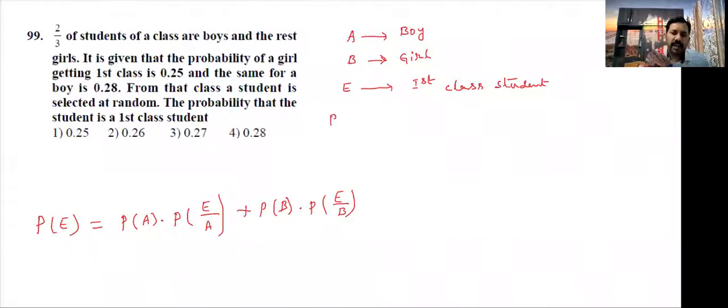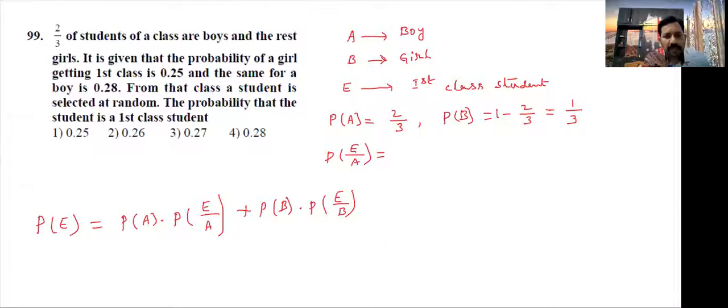First, I am going to write P of A. A be the event of selecting a boy. 2 by 3 of the students of a class are boys. That means P of A is 2 by 3. Then what about P of B? Total probability minus 2 by 3. Subtract that. Remaining girls only, that is 1 by 3. What is the probability of selecting a first class student who is a boy? So already given.